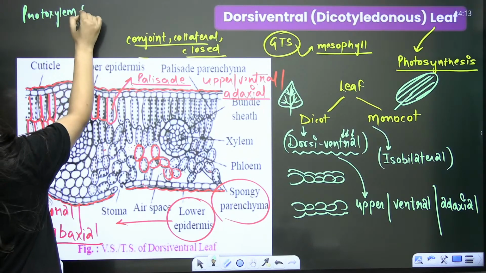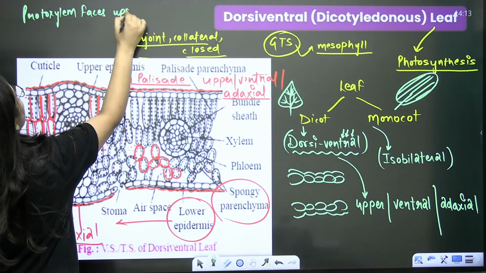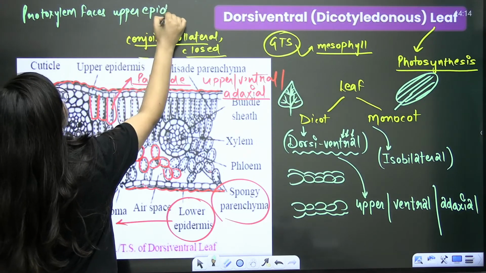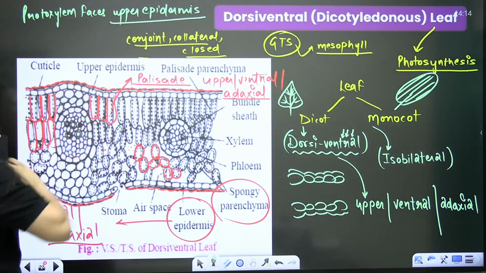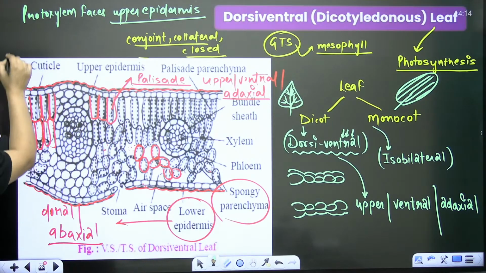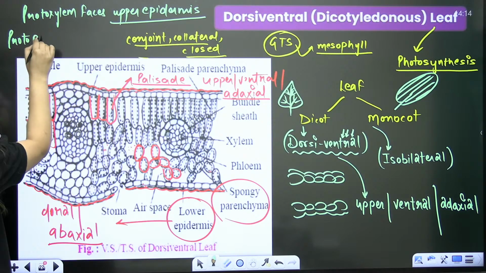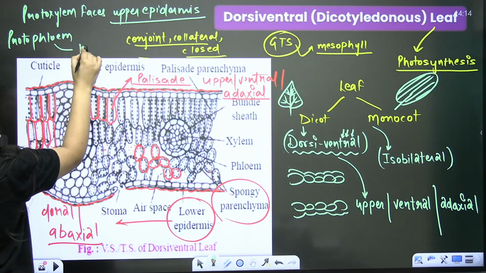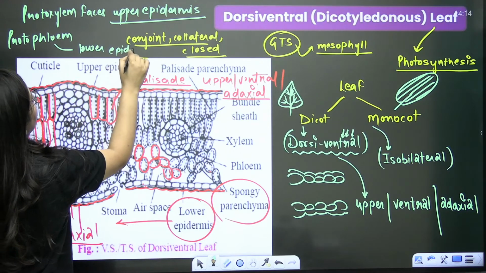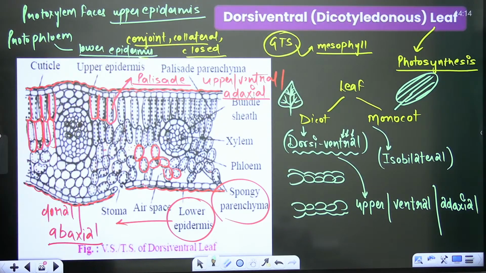Protoxylem faces the upper epidermis. And obviously your protophloem, the phloem which forms first, faces the lower epidermis. Clear, bache? Protoxylem is situated towards the upper epidermis, that is adaxial surface, and protophloem towards the lower epidermis, that is abaxial surface. So no endodermis and pericycle is there.